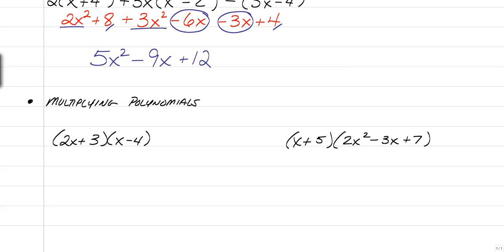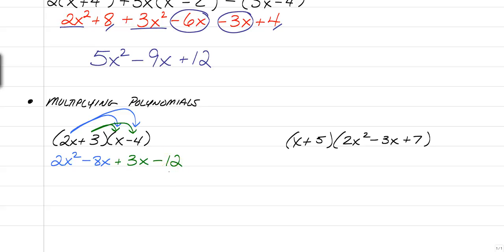So the first example, what you're basically doing is distributing twice. You're going to distribute 2x times x, and that's going to give you a 2x squared. And then you're going to distribute the 2x to the negative 4, which is going to give you a negative 8x. So that's just your first step. It's just distribute the first term to both. And now we're going to distribute the 3 to both. So 3 times x is going to give us a 3x, and 3 times a negative 4 is going to give us a negative 12.